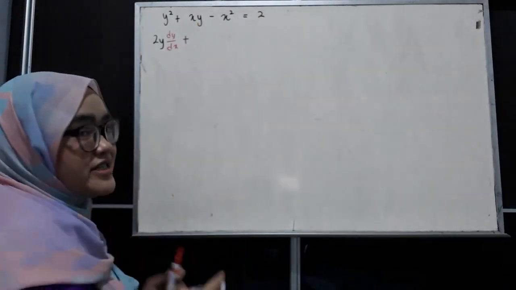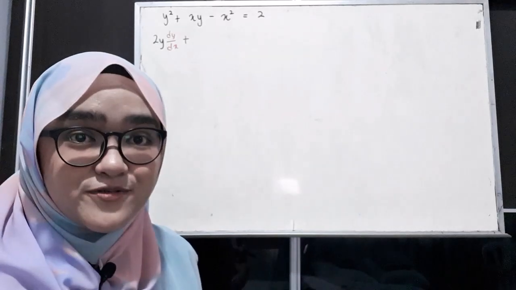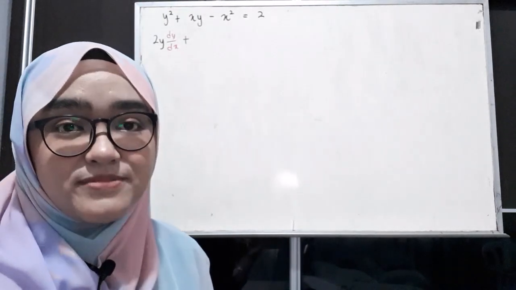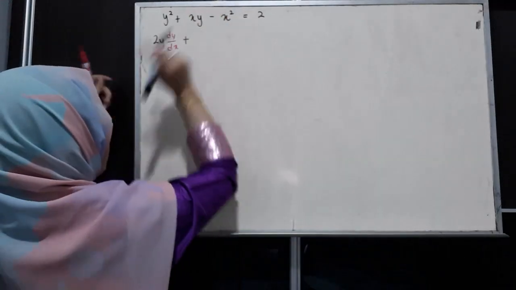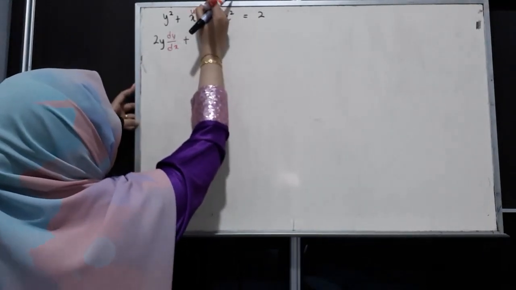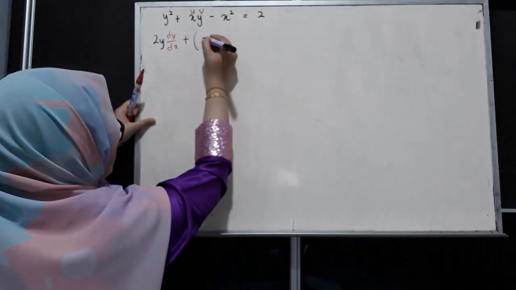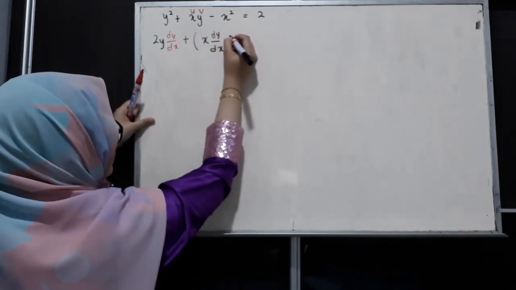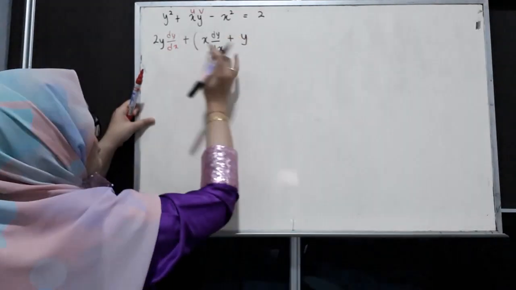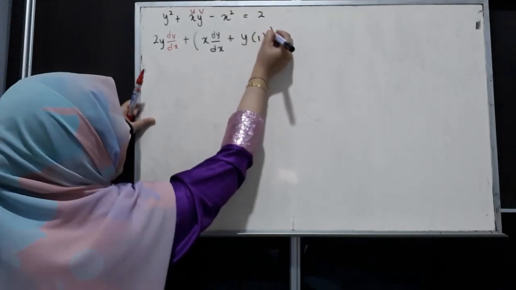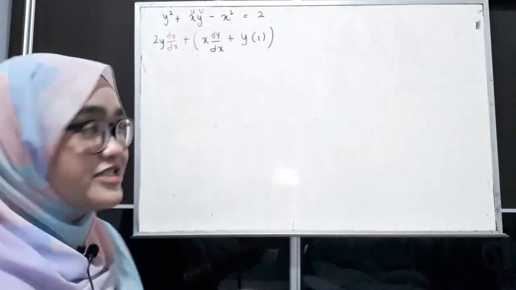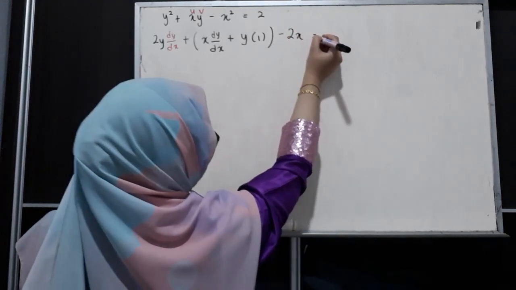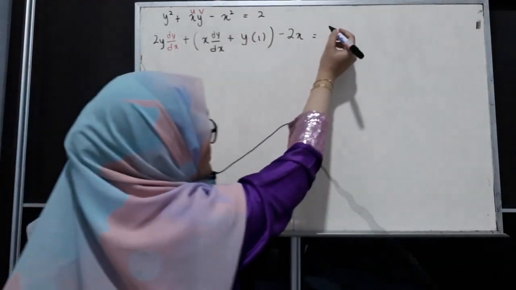Plus, we want to differentiate xy. xy is a product of two functions. We must apply product rule, which is u v prime plus v u prime. We can denote x as u and y as v. So u v prime: x times the derivative of y is dy over dx, plus v u prime: y times the derivative of x, which is 1. Differentiate the third term. We want to differentiate negative x squared, so we get negative 2x. Equal, finally differentiate 2, we get 0.